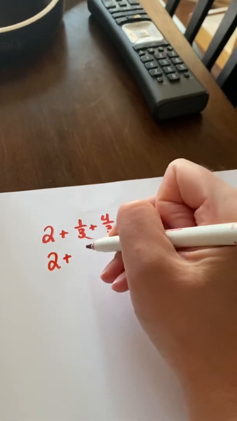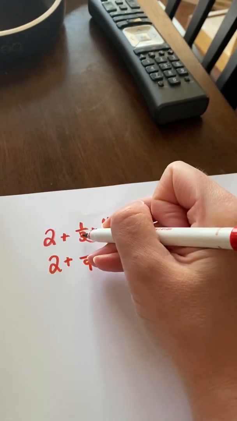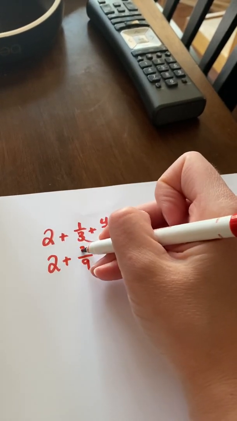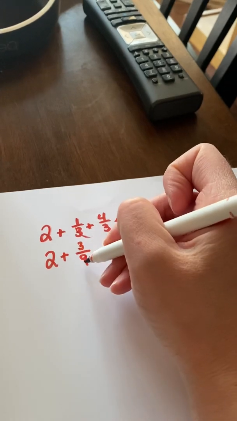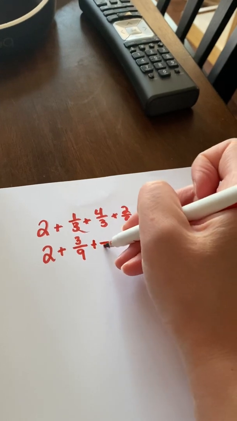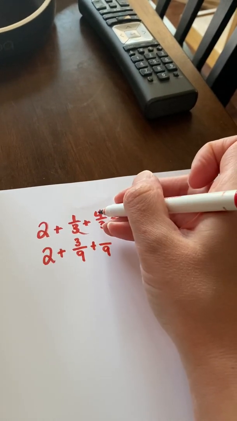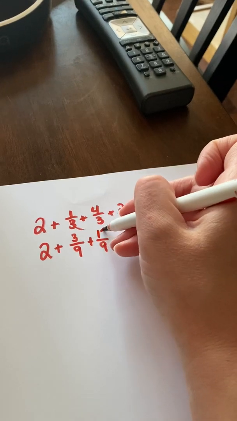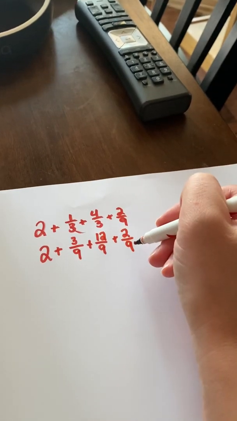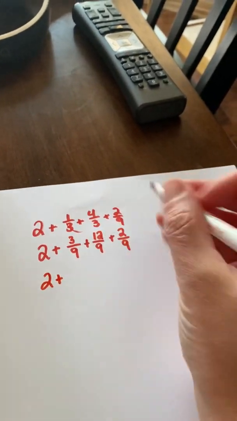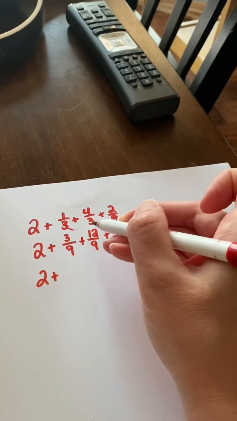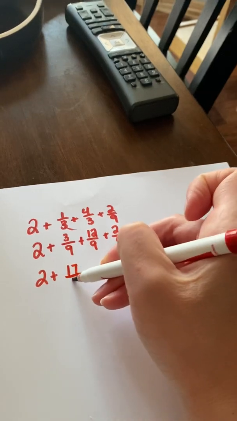Bring down our 2. So I need to change this 3 to a 9. So 3 times 3 is 9. So 1 times 3 is 3. Because remember, whatever you do to your denominator, you have to do the same to your numerator. Now this one, 3 times 3 is 9. 3 times 4 is 12, plus the 2/9. Now we all have the same denominator. Bring down our 2, and we have 3 plus 12 plus 2. So 3 plus 2 is 5, plus 12 is 17 over 9.